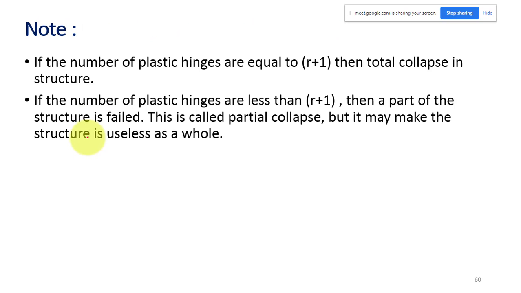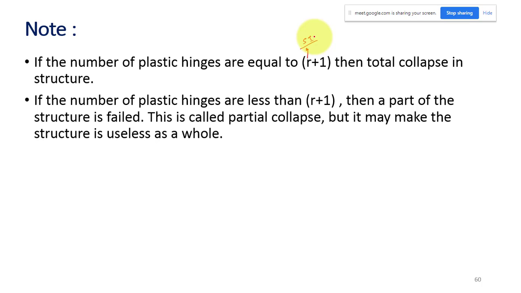And after that we have discussed, I think, if you have a frame or a structure, and the number of plastic hinges in the structure is equal to R plus 1, where R is the degree of static indeterminacy, then we can say that your structure as a whole has collapsed. That indicates the total collapse of your structure.